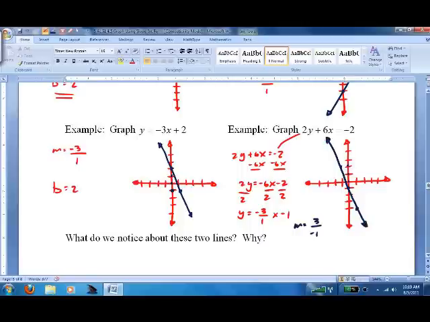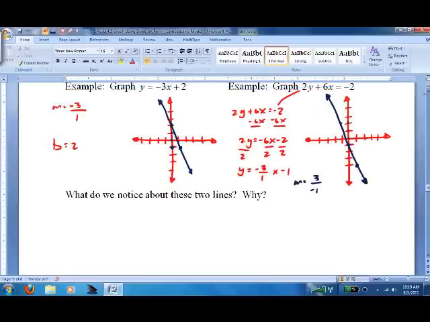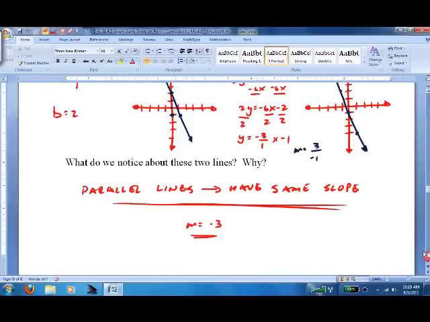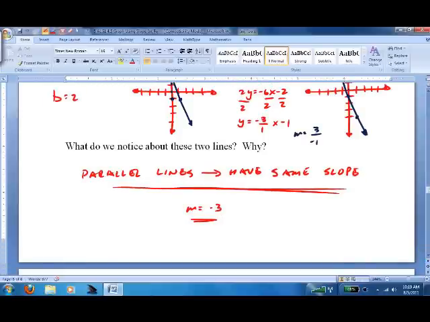So what do we notice about these two lines up above? They start at different spots on the y-axis. This starts at 2, and over here on the right it starts at -1. We call those lines parallel lines. What makes them parallel? Well, that's actually quite easy. They have the same slope. They're not the same line because they hit at different spots on the y-axis, but they are parallel because they have the same slope. In both cases, m equals -3. Those are parallel lines. We'll be doing more with those as we go along, and also when we go to solve systems of equations, that becomes something of interest.